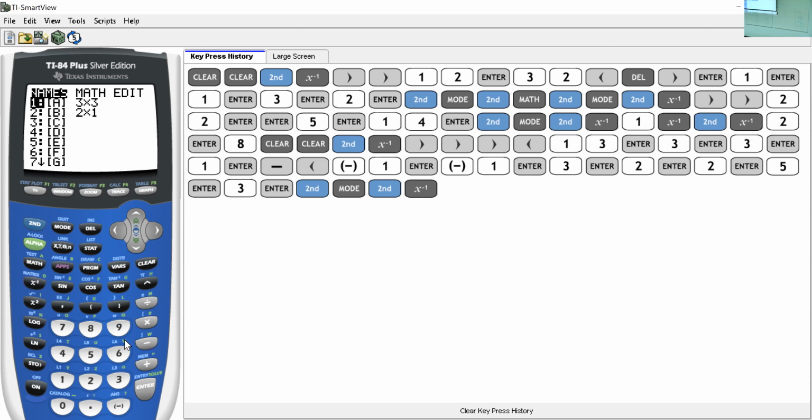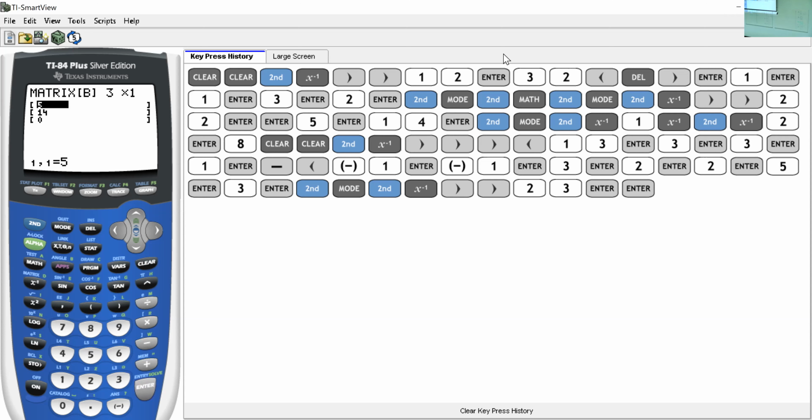Moving on to matrix B. Edit, number 2. How many rows do we have? 3. So 3 rows, 1 column. 4, 7, 13.